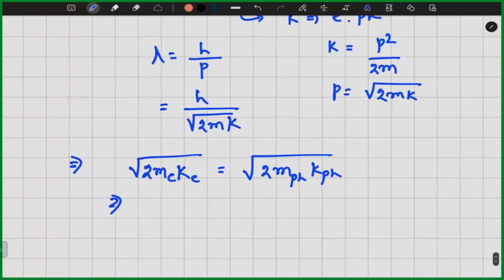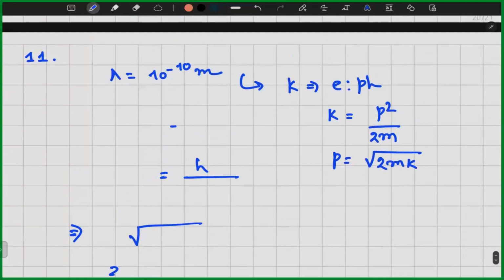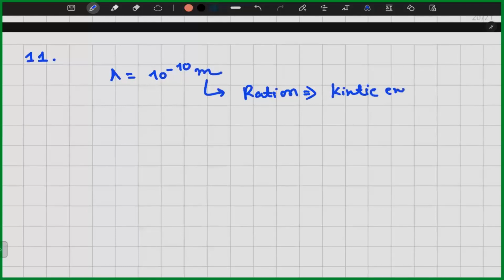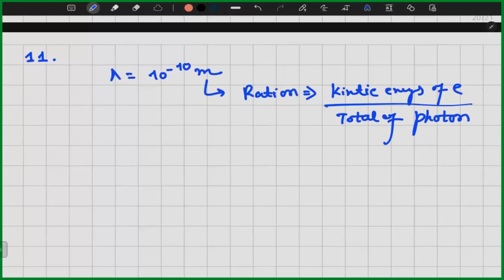No, not the kinetic. Sorry. For a photon, there is no kinetic energy. I'm sorry. They asked the ratio of the kinetic energy of the electron divided by the total energy of the photon. This they have asked. Okay. So first, the kinetic energy of the electron, that we know lambda is equal to h by root over.